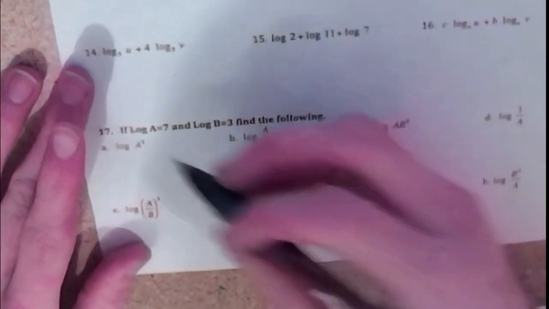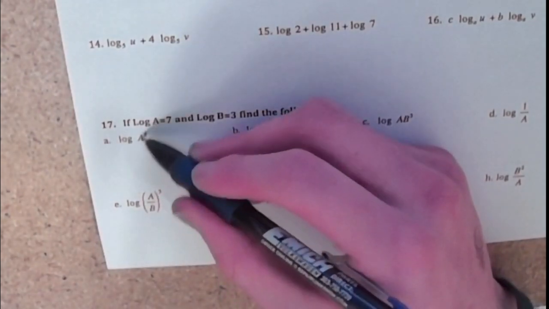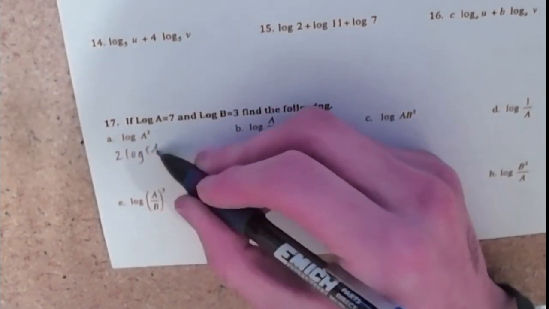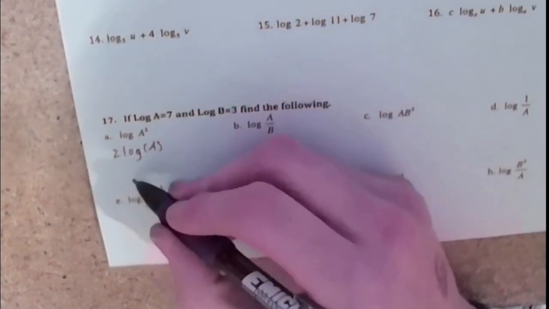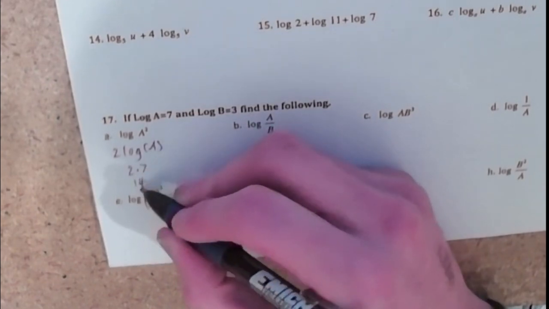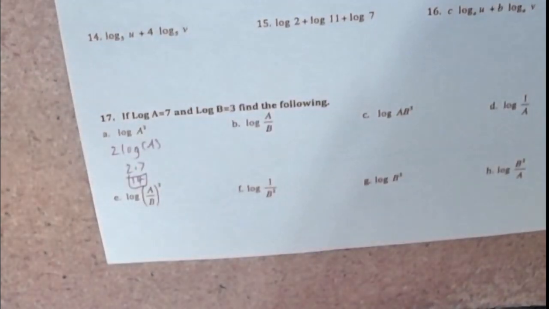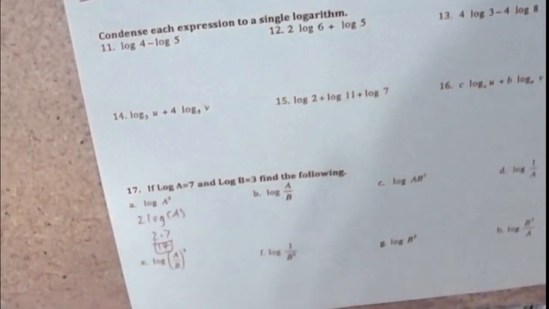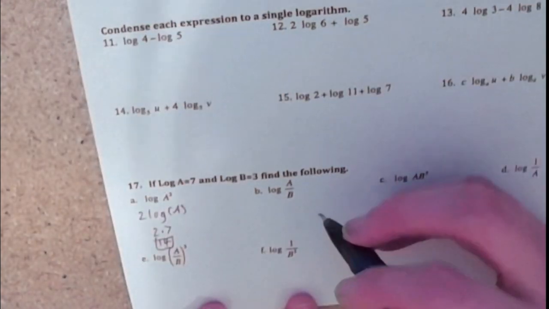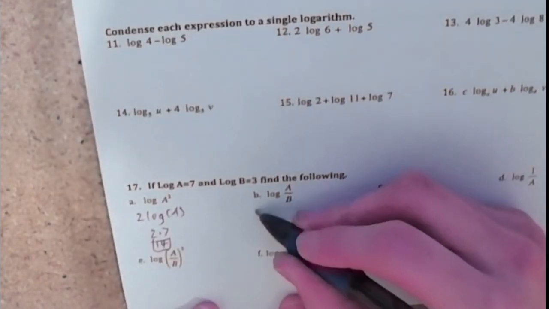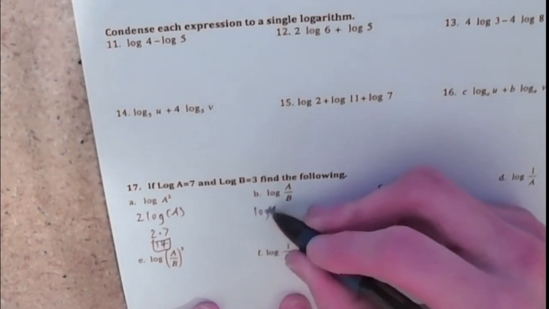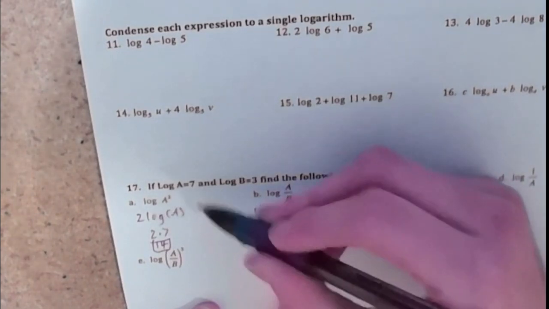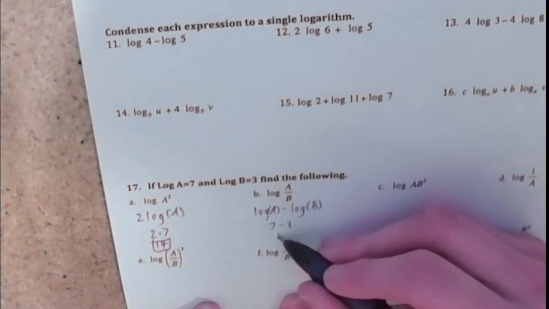So what we're going to do, we know that this 2 makes it a 2 log of a, and we know a equals 7, so we just have 2 times 7, 14. That is our final answer. It's pretty simple, I think. And we can do the same thing for this. So log of a minus log b. So then we can do 7 minus 3, or 4.